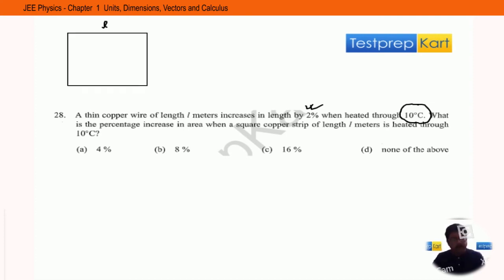this is L, this is L, this is L, and this is also L. So the area is L square. Now each portion length increases 2%. If L is 100, so it becomes 102. So here the next area should be 102 square. Right? So what will be the answer? You can use calculator and you can solve it.